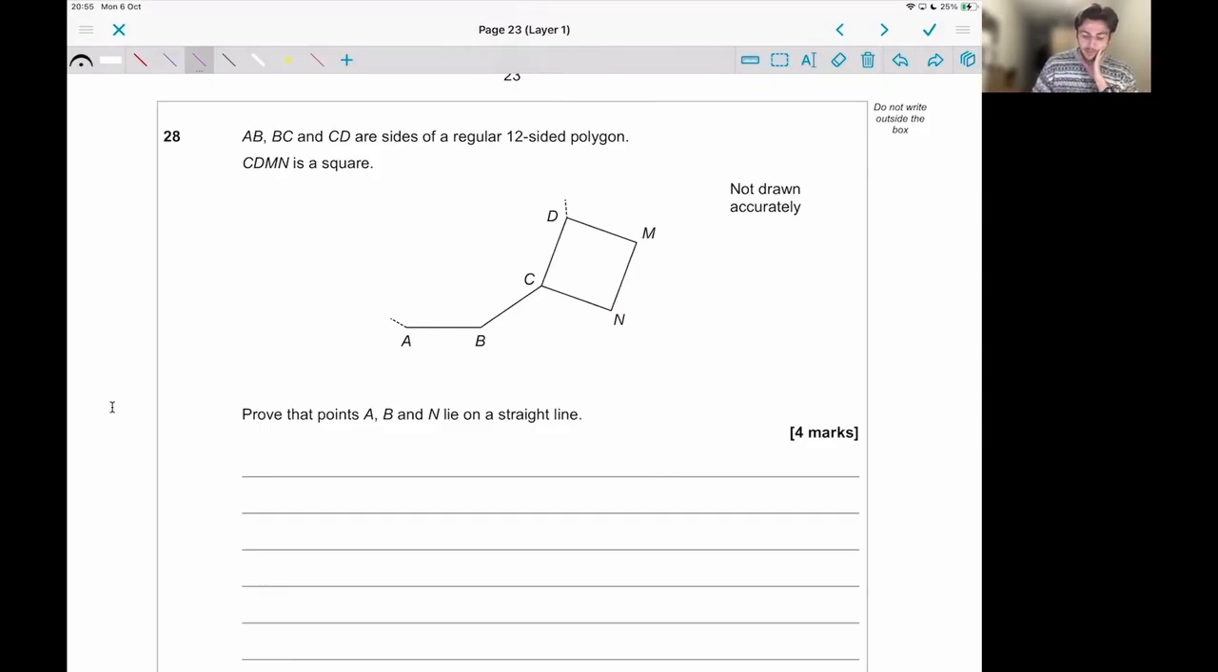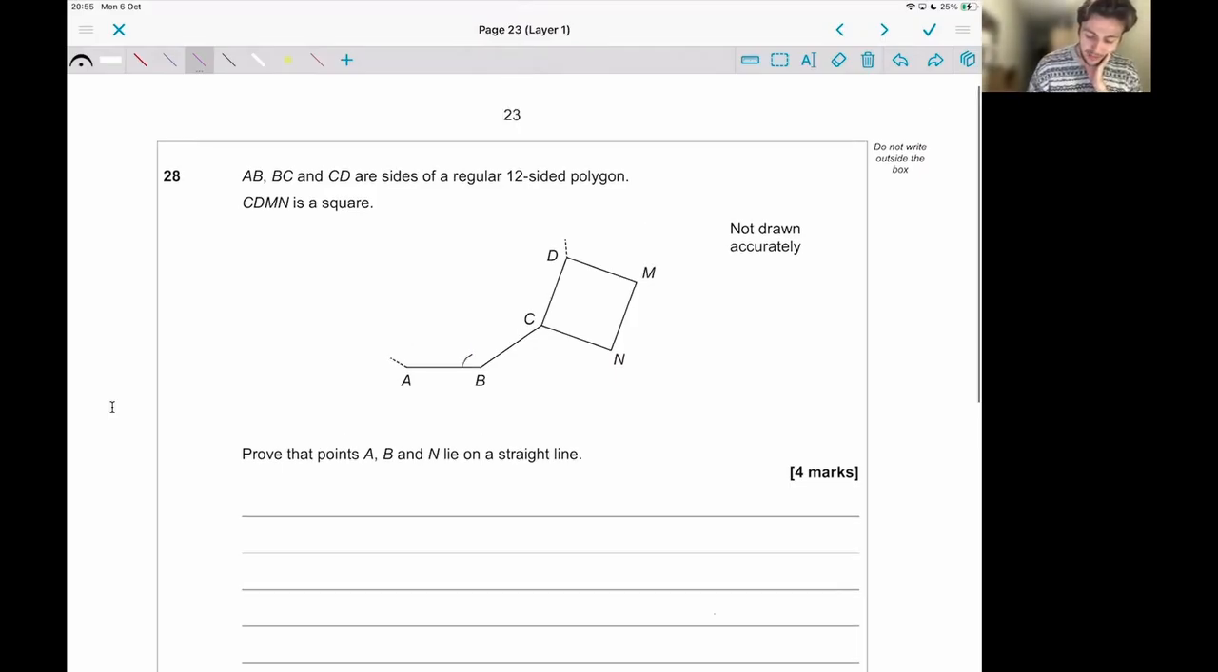So let's say if we could work out the interior angle here and prove that the angle here together, they summed to 180, then we'd be great because we'd know that we'd have a straight line. So we aim to prove angle ABN is 180 degrees. That's what we're aiming for going into this. Then we'll know that it's a straight line and we'll be happy. How can we do that?